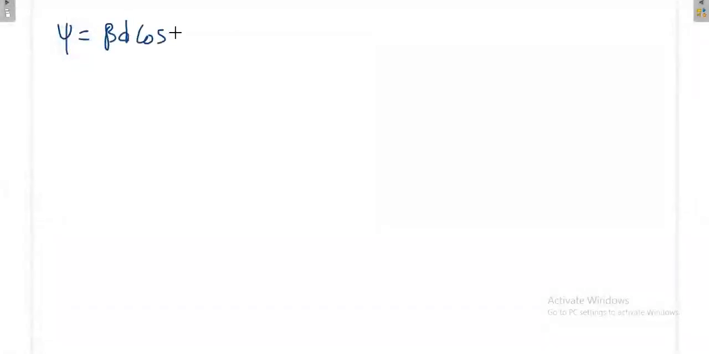beta d cos theta plus alpha. Now what I am going to do, I am not taking alpha, I am going to take 0. Okay, so first what I am going to do, case 1, I do not know what's going to happen. Now I am going to analyze.